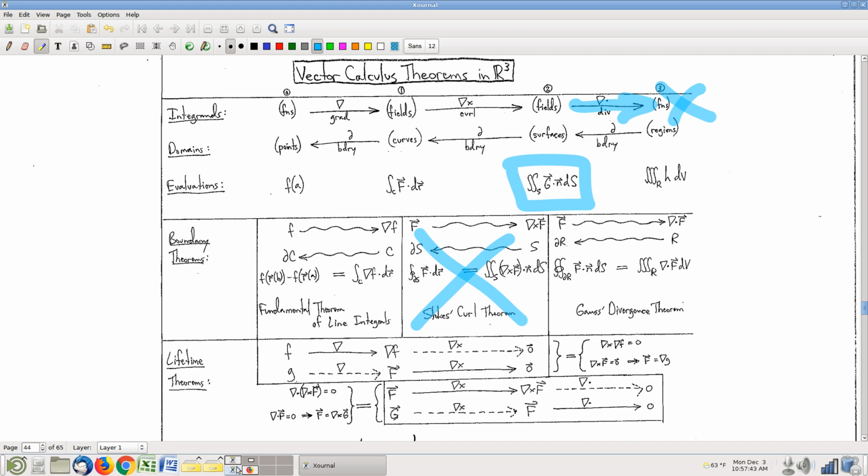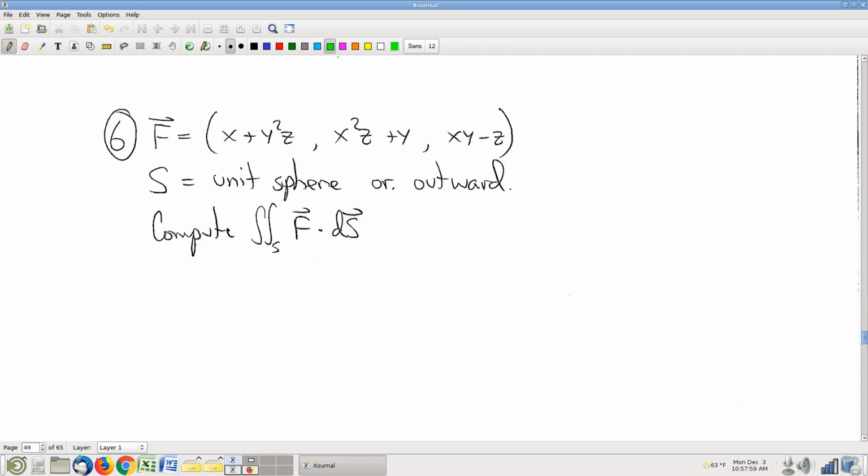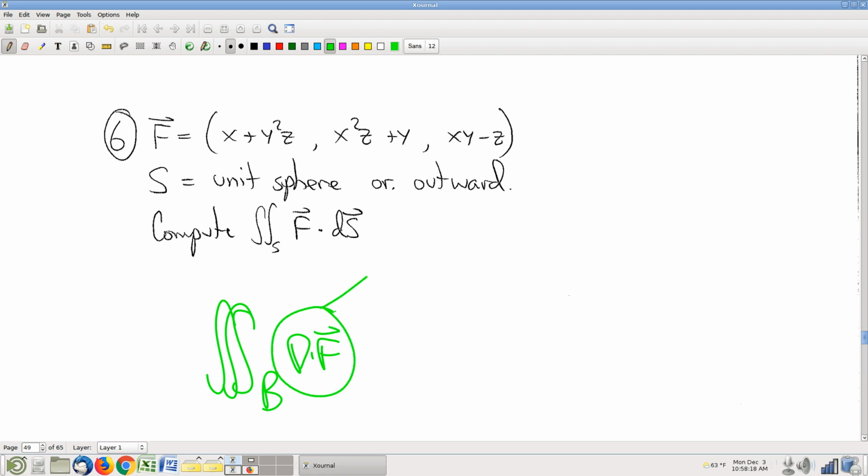So there is an anti-boundary. Gauss's divergence theorem does apply. You could just compute a triple integral of divergence over that solid. The solid is pretty easy to deal with. What we have here is a triple integral over the ball of the divergence. The divergence, by the way, if I remember correctly, is 1. So we just end up with the volume of the ball.